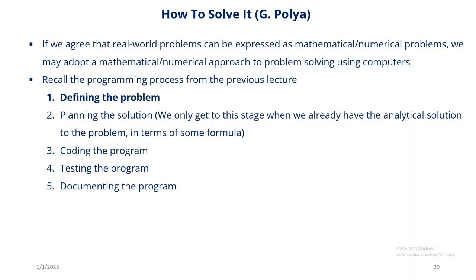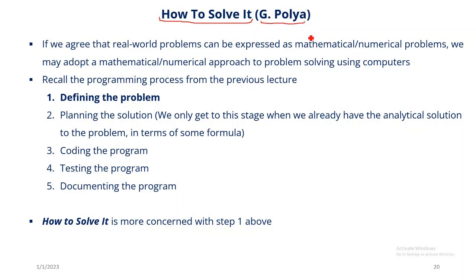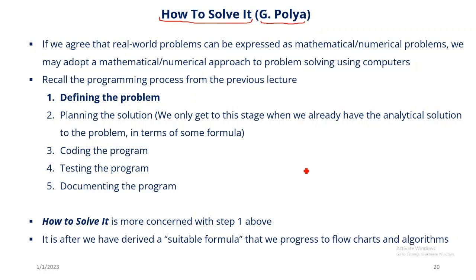Suppose the problem you want to solve, there is no design. What do you do? Before you solve the problem, you have to design it yourself. You have to do all the design before you begin to talk about flowcharts, pseudocodes and algorithms, specifications and all that. So, how to solve it is more concerned with step 1 above, which is defining the problem. And we are going to follow the principles of G. Polya. You can just go to Amazon and Google G. Polya, How to Solve It, and you will find the book I'm talking about. So we follow the principles outlined in that book. It is after we have followed those principles to derive a suitable formula, that is when we can progress to the stage of specifications, flowcharts, and algorithms.